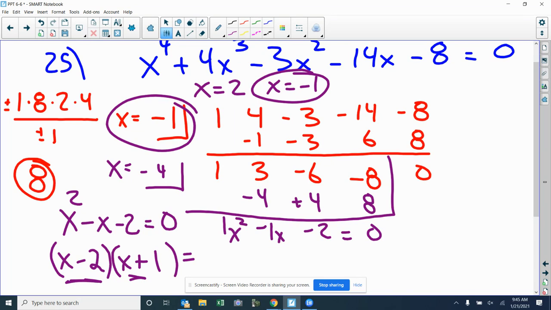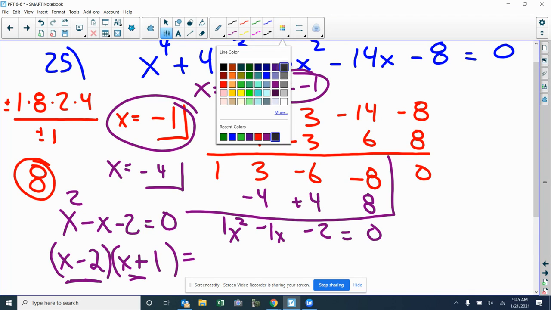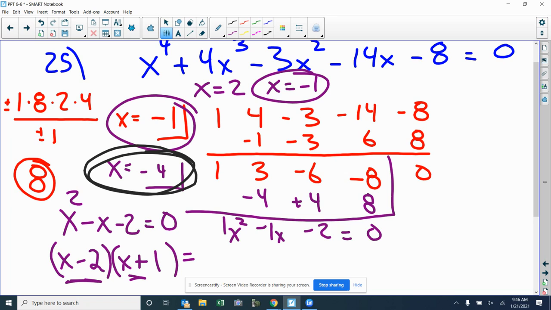X equals 4, okay? So x is equal to 4 as a root. Our other is x equals 2. And then x equals 1 and 1 with a multiplicity. X equals 1, -1, I'm sorry, with a multiplicity of 2.